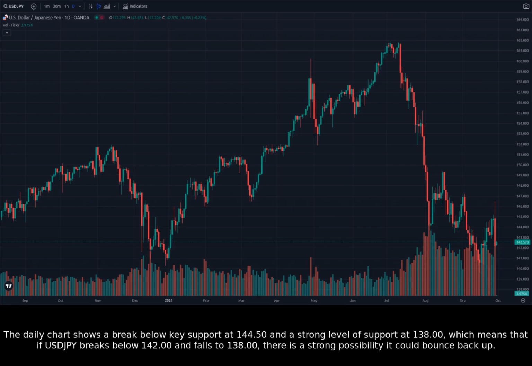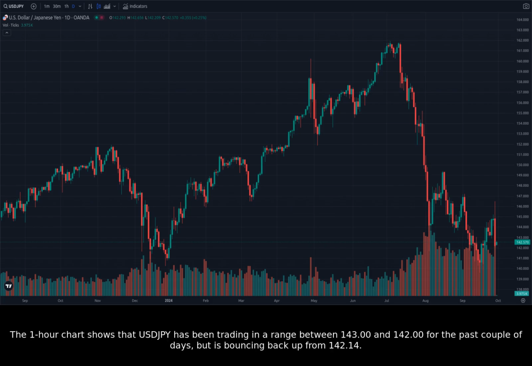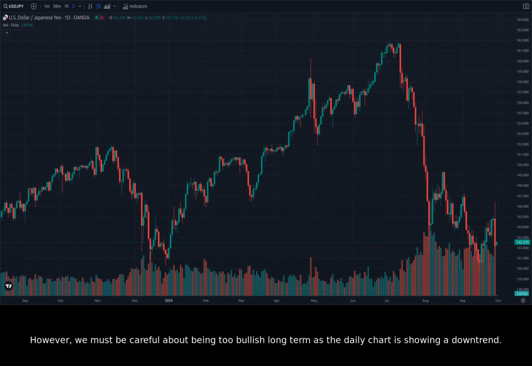The daily chart shows a break below key support at 144.50 and a strong level of support at 138.00, which means that if USDJPY breaks below 142.00 and falls to 138.00, there is a strong possibility it could bounce back up. The 1-hour chart shows that USDJPY has been trading in a range between 143.00 and 142.00 for the past couple of days, but is bouncing back up from 142.14. However, we must be careful about being too bullish long-term as the daily chart is showing a downtrend.